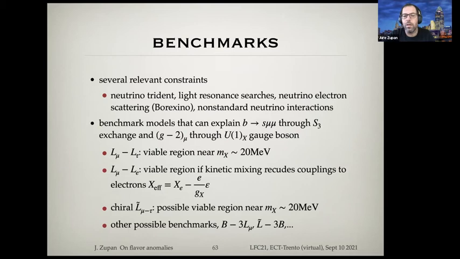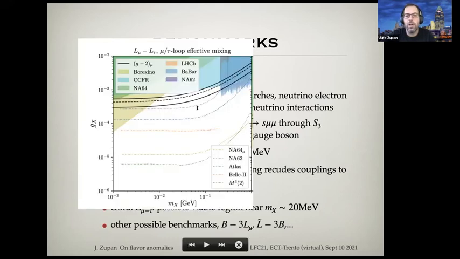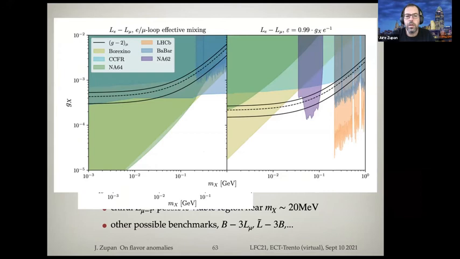So there are several relevant constraints here: neutrino trident, light resonance searches, and so on. So let me just show the L mu minus L tau, which clearly is one of the models. So that's this region that I've highlighted before that is not excluded by anything else. Another option would be L e minus L mu. It's the same cancellation of the anomalies that will happen. Well, in this case, since you're coupling to electrons, the bounds are much more severe. You see that this region where g-2 could be explained is excluded.